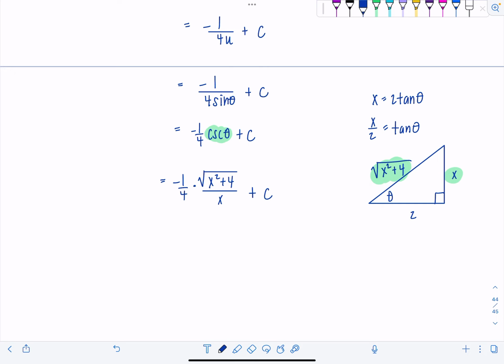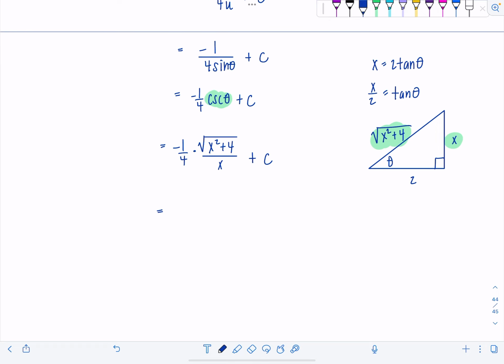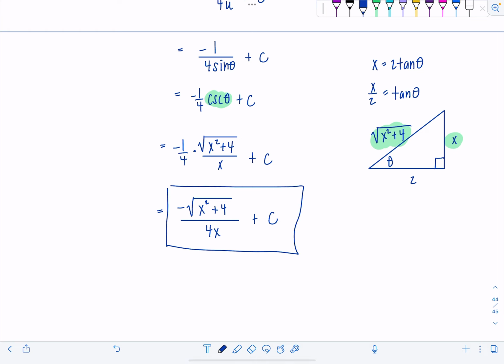Do you leave your answer like that? No, it's so ugly. You know, have some respect for your work and mathematical aesthetics, please. So put negative radical x squared plus 4. Even that 2 was too ugly to live with. There we go. Over 4x. See how nice it looks now? Plus c. Now we can box this and move on with our lives.